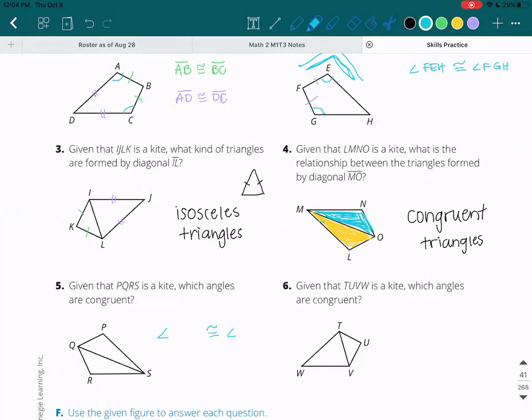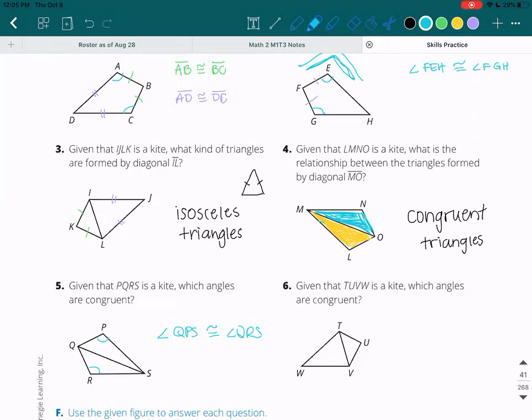QPS, good. QPS is this one. Good, is congruent to QRS. So yeah, these are our congruent angles, the ones that are kind of like connecting the non-congruent sides.